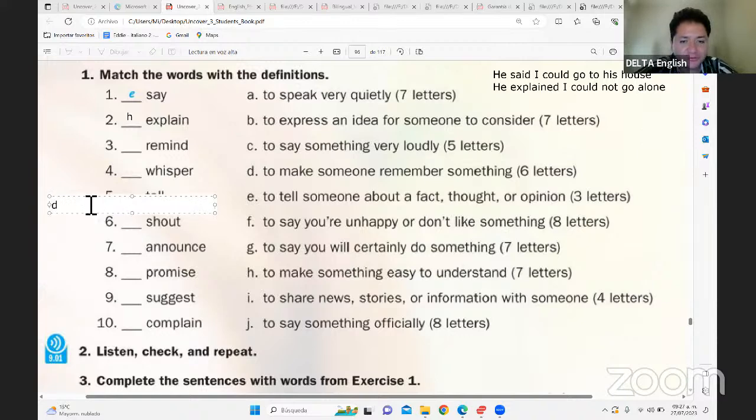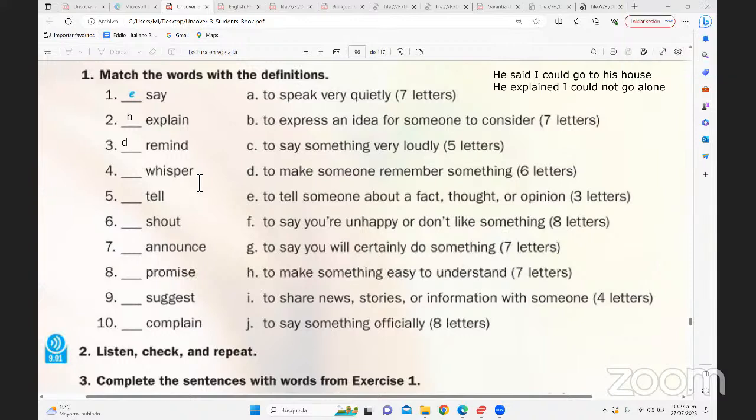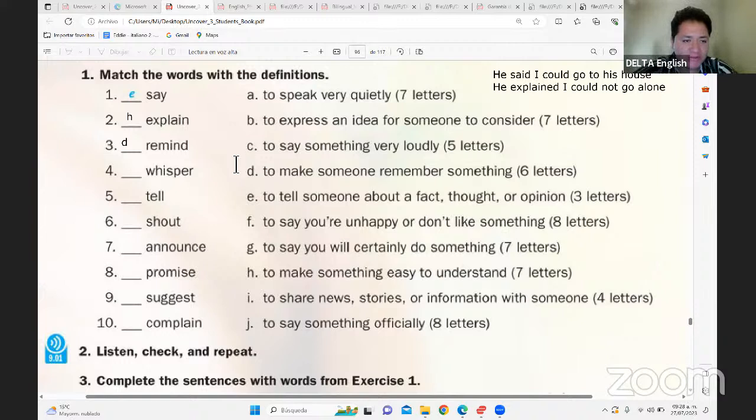Good. How about whisper? Whisper is when you speak with a very low voice to the other person's ear. The letter A. Exactly. To speak very quietly, that's letter A.